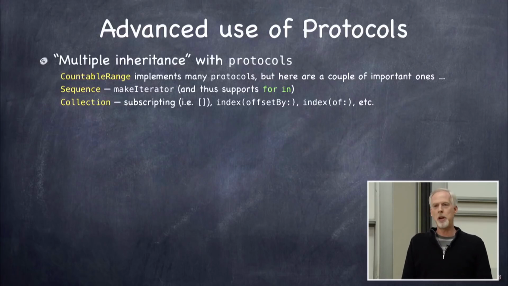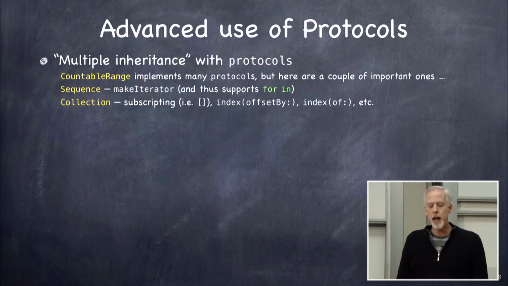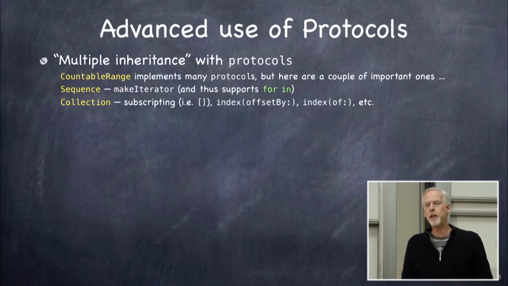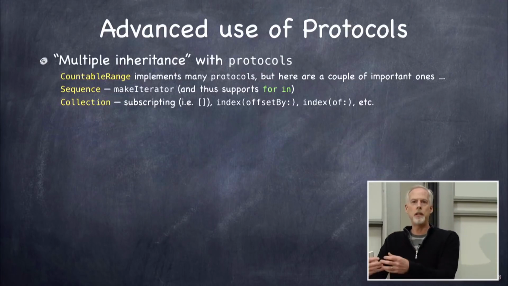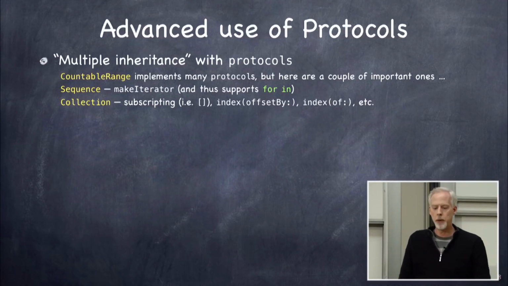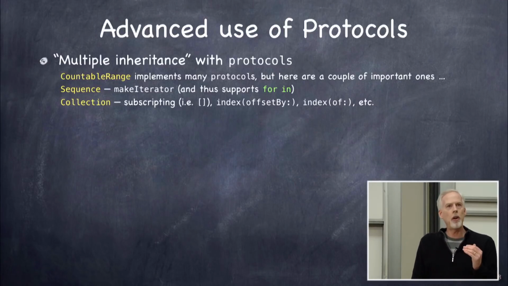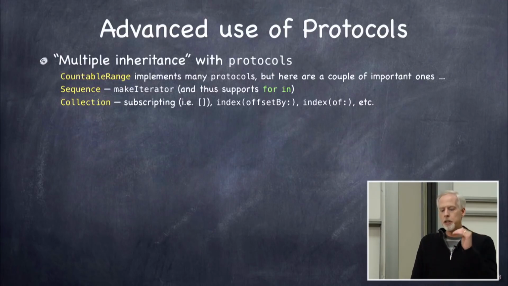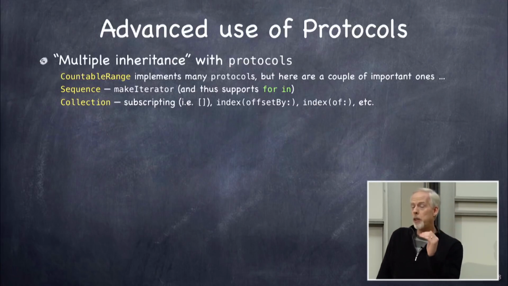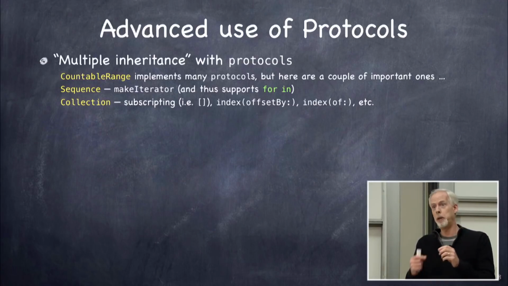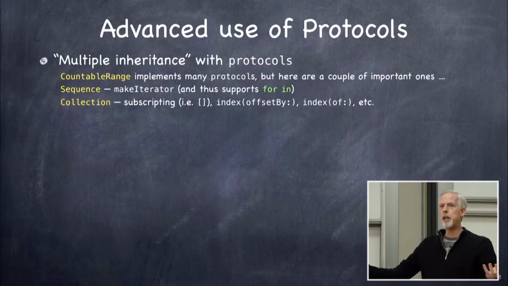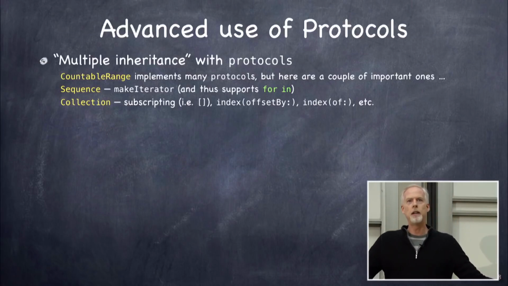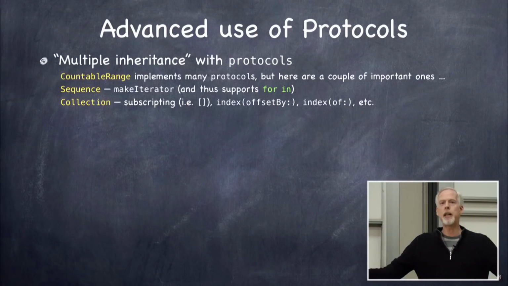Well, two of the most interesting ones it implements are sequence, which makes sense, right? A countable range is a sequence of numbers from 0 to something else. And also collection, because a countable range is also a collection of things. If it's a countable range of int, it's a collection of ints or whatever. And so these two protocols define a lot of fun things, like sequence defines really only one method, next, which goes to the next thing in the sequence, but that lets you do for in. Anything that implements the sequence protocol can do for in. Okay, just like anything that's hashable can be a key in a dictionary.